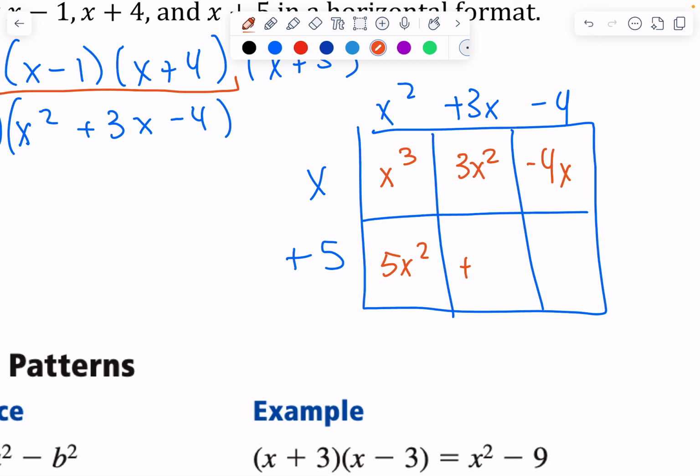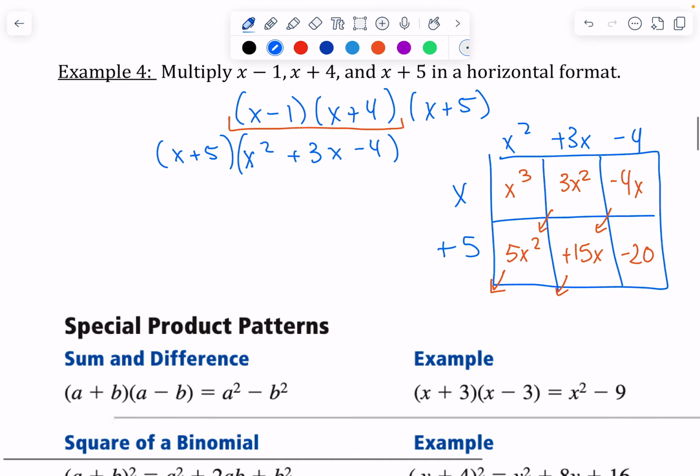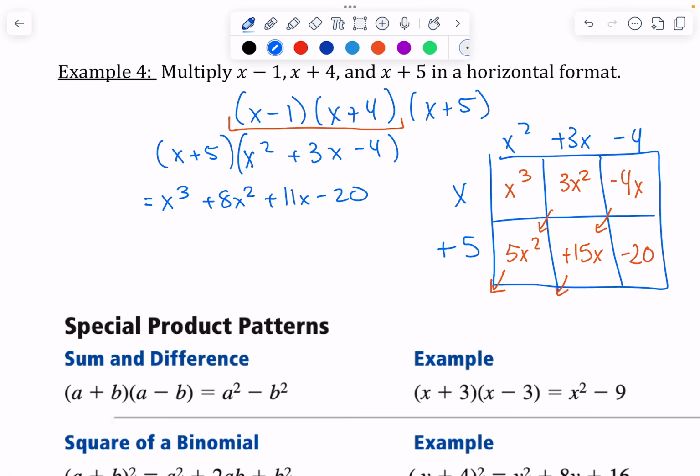Now, of course, you don't have to use this method. I'm only doing it because I like that the like terms line up on the diagonal. So then the final answer here would be x cubed plus 8x squared plus 11x minus 20. All right.